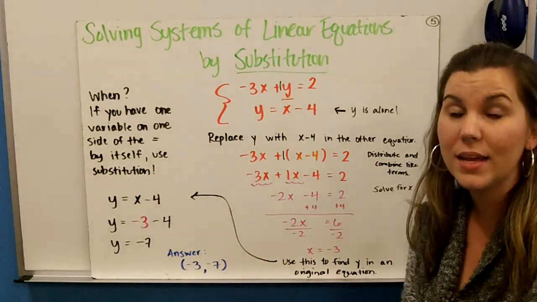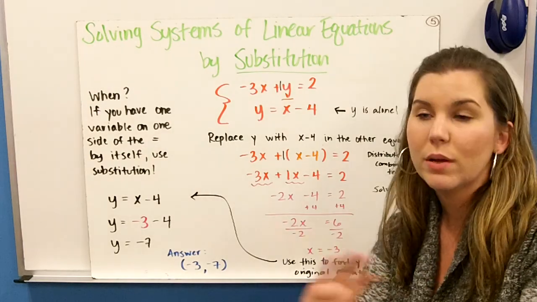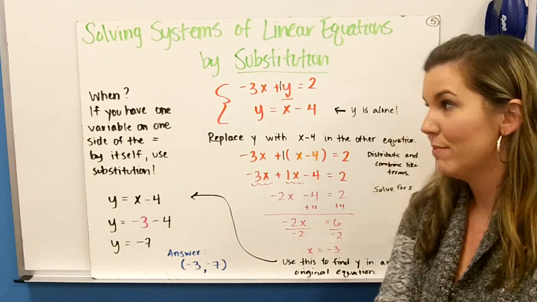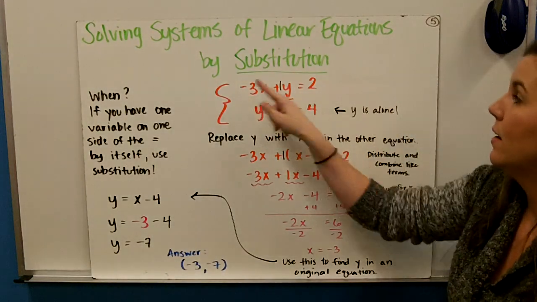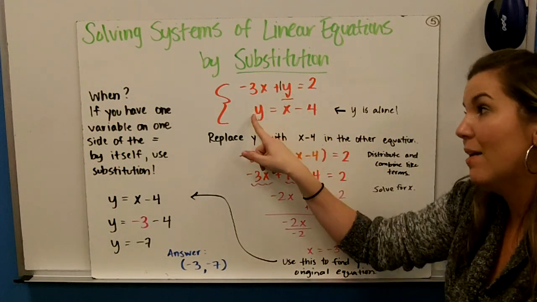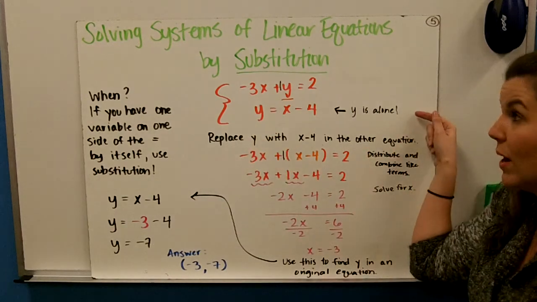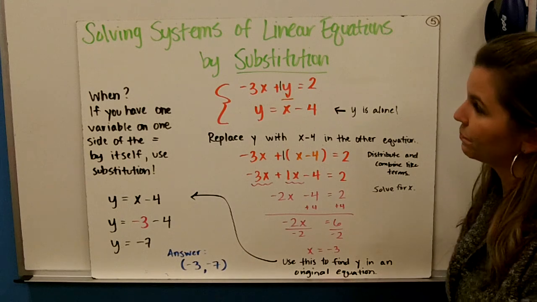If you have y equals something and y equals something, you have two equations y is already solved for, go graph it. It's easier. So in this equation, I have standard form, and in this one, I have slope-intercept form. I have one variable, y, all by itself. So I'm going to use substitution. And here's what you do.